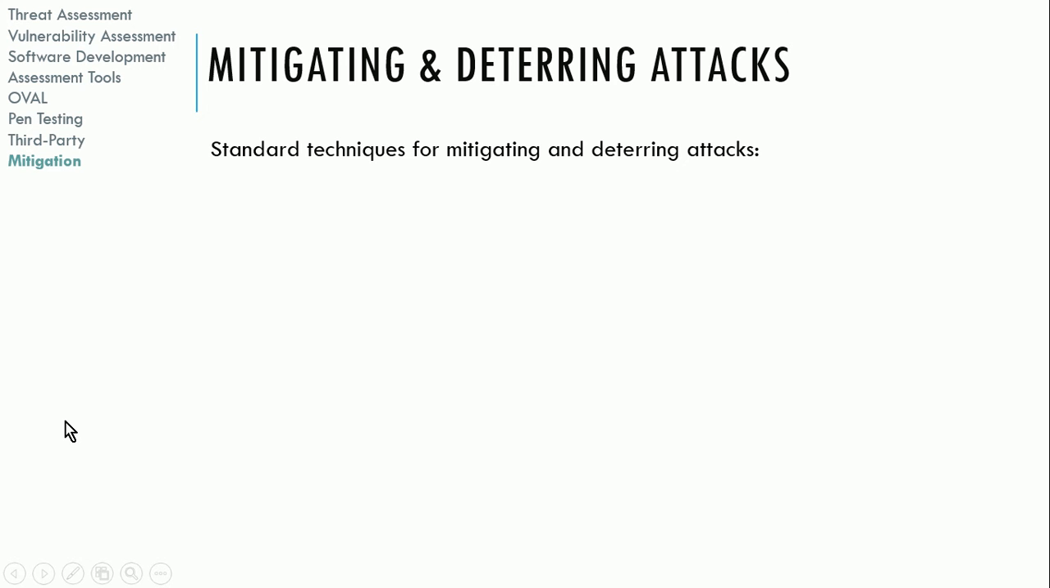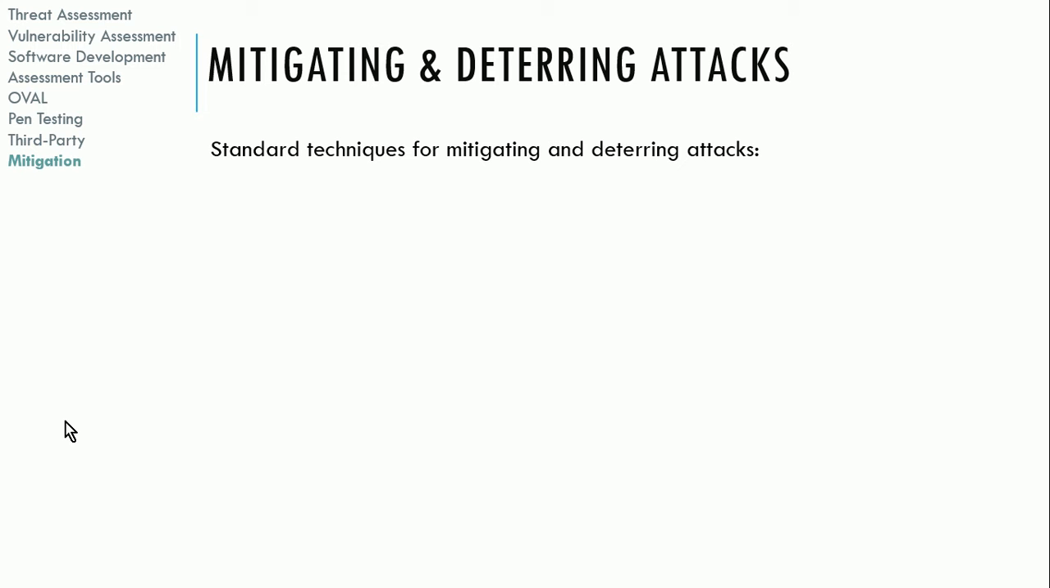So finally, we've talked about pen testing and vulnerability testing. We've identified all these things that attackers might use to attack us. We know what all the risks are, but what do we do about it? So that's when we talk about mitigating and deterring attacks.